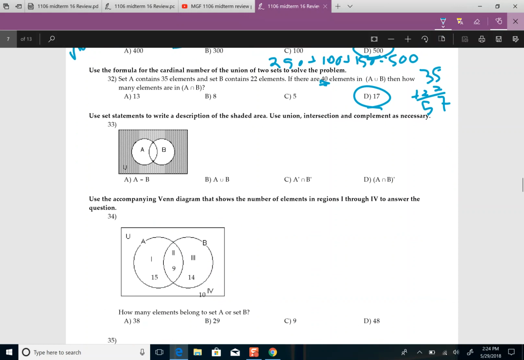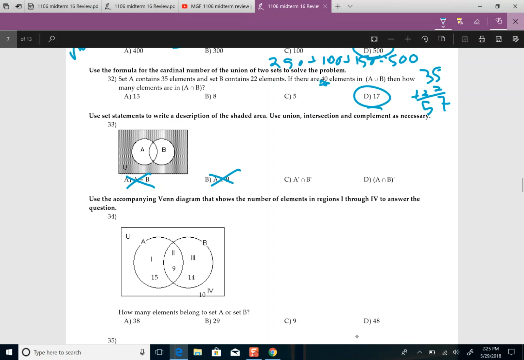This number 33 says use the set statements to write a description of the shaded area. Use union, intersection, or complement. So when I'm looking at this, I see everything outside of A and B is shaded in. So it's not A minus B. Get rid of that. It's not A union B. It's actually the complement of that. A complement intersect B complement? Maybe. I can't tell just by looking at it.